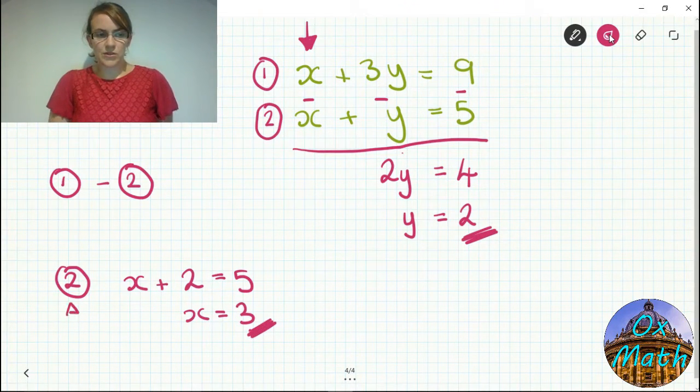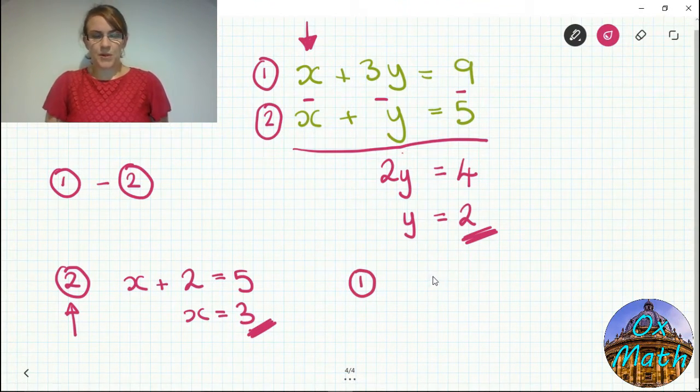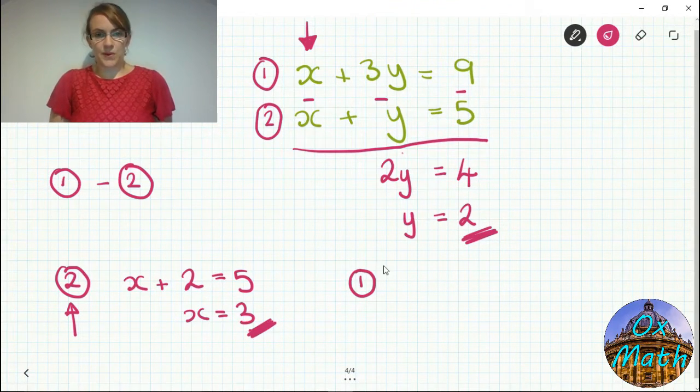We've used equation 2 to find the value of x, so we now check that they both work in equation 1, because remember we're trying to find the values of x and y that work in both equations.